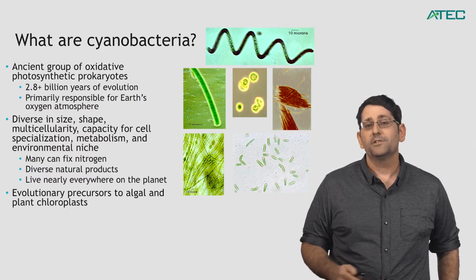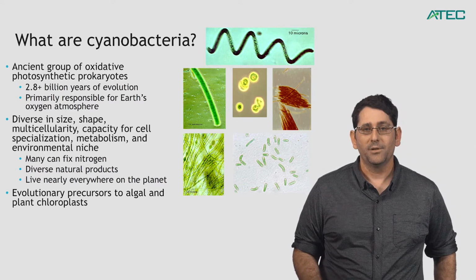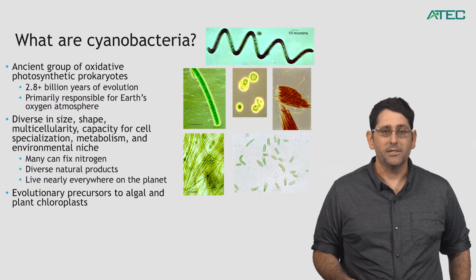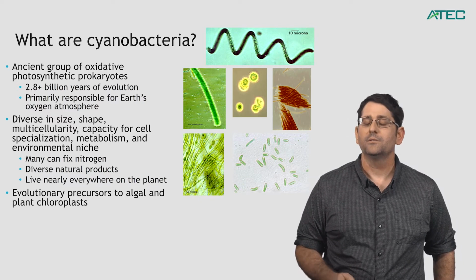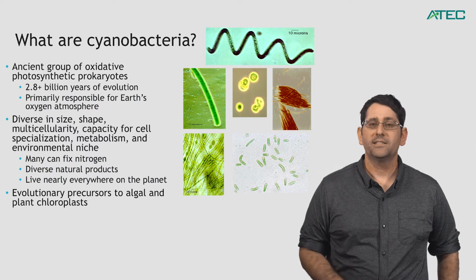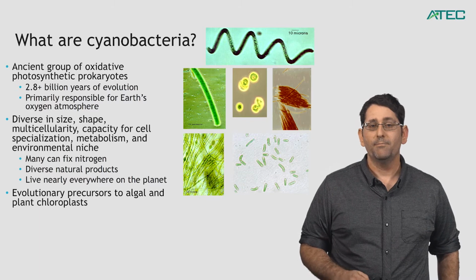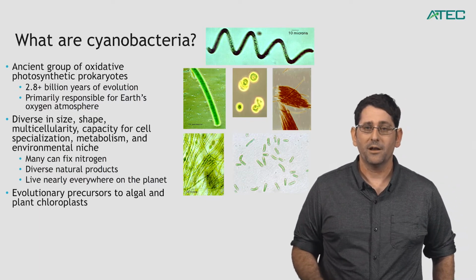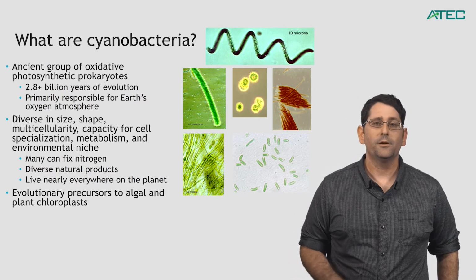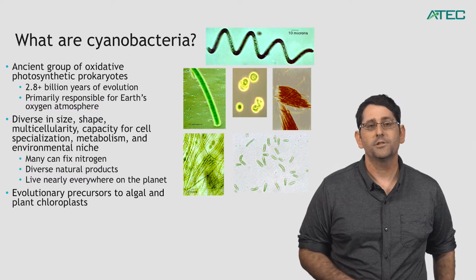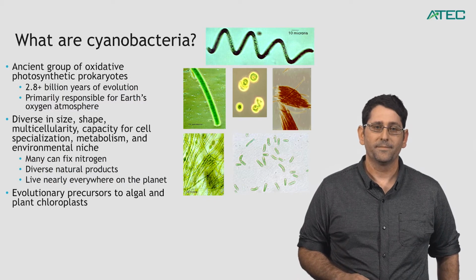They are extremely diverse, as you can see from just this handful of species presented on this slide, in both size and shape. Many can be multicellular, which is something we typically don't think of with bacteria, and a number of them have the capacity for cell specialization. So a number of species can differentiate cells to be able to do things such as fix nitrogen or perform other diverse metabolisms. Many cyanobacteria do produce diverse natural products, many of which are of interest to people for pharmaceutical purposes, and they are pretty much found everywhere you can go on the planet, from the Arctic to the oceans, rivers, and to soils, from anywhere from deserts to forests to mountains.